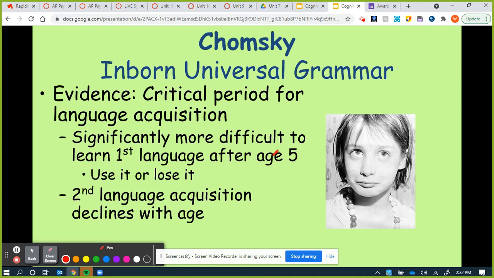After about the age of 5, our ability to learn language declines significantly. Okay, and then once you've learned a first language, the second language is easier at an earlier age. The more languages you know, the easier it is to learn languages.